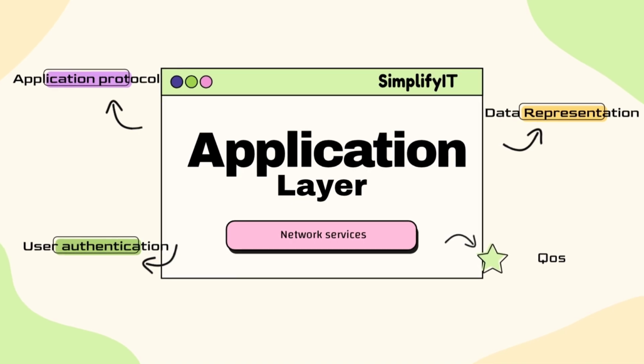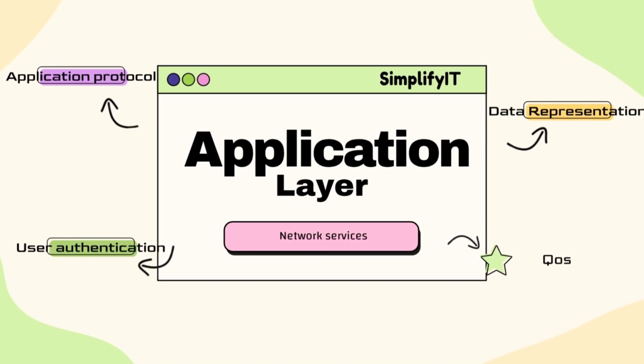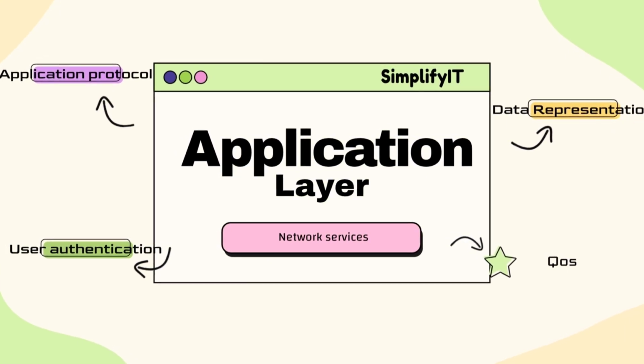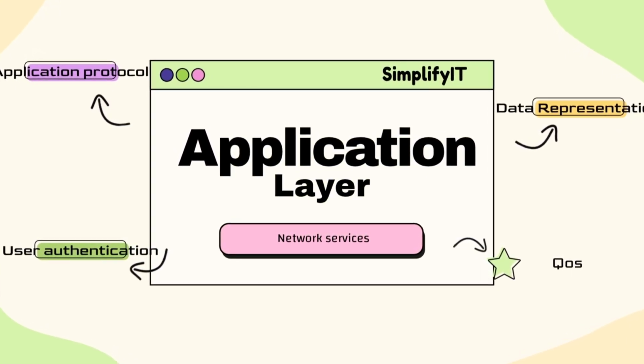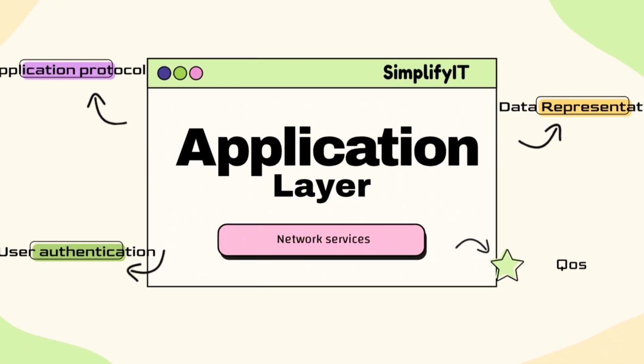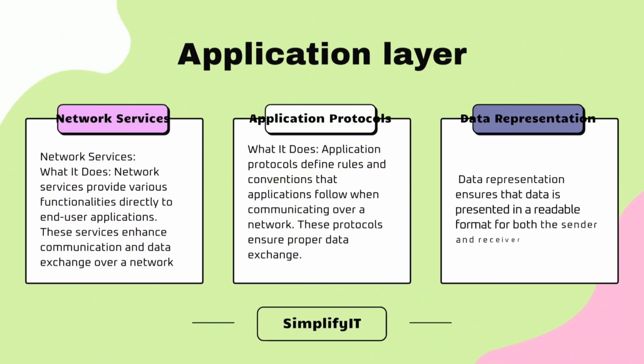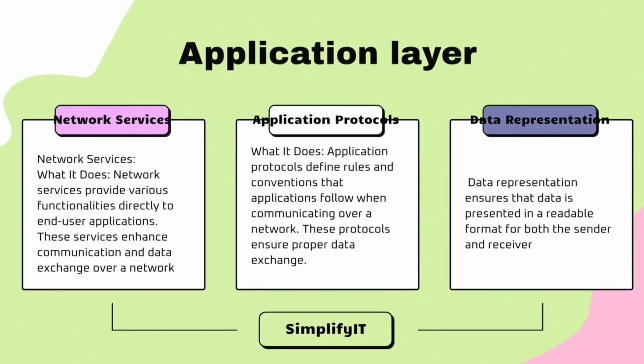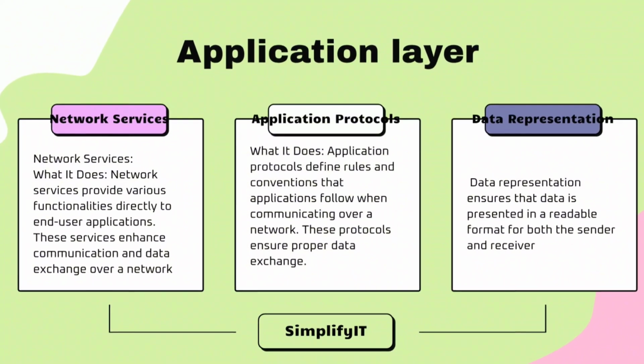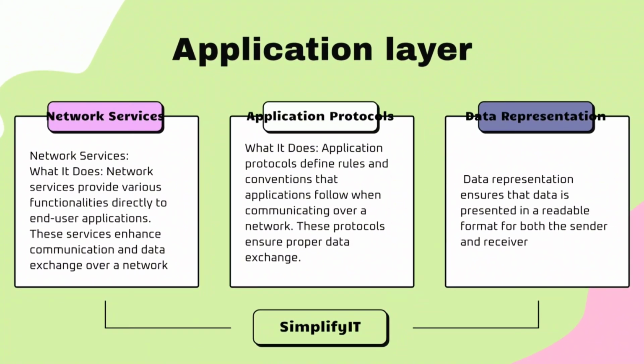The application layer is the seventh and topmost layer, Layer 7, in the OSI model. It provides the interface between the application software and the network, enabling end-user applications to communicate over the network. Functions of the application layer: network services. Network services provide various functionalities directly to end-user applications. These services enhance communication and data exchange over a network.